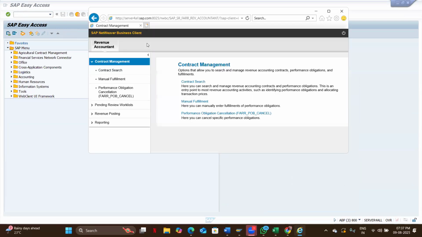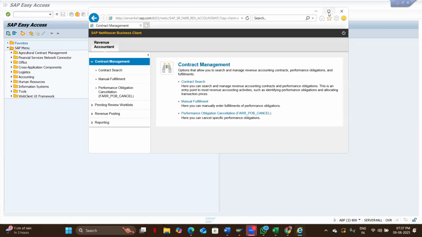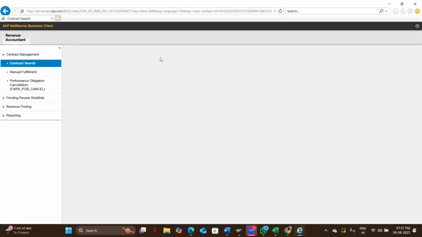Is this the Fiori application? Yeah, this is the Fiori app. This is the ECC model, where they are using Chrome. In the HANA model, they are using the Fiori app. So both are the same, not exactly the same, a little the same.